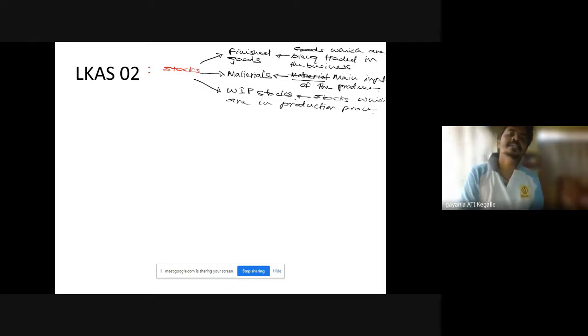This is the three type of stocks which we can identify according to the LKS 2.